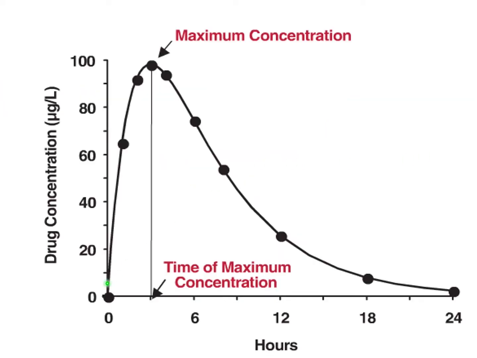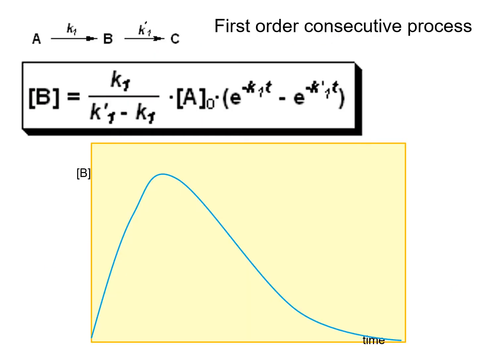So the resulting curve will always have such a shape. Concentration is zero at moment of drug introduction. Then we'll go to maximum, and then slowly we'll decay. Now this shape is very general. It always shows up in any way of drug or poison introduction.